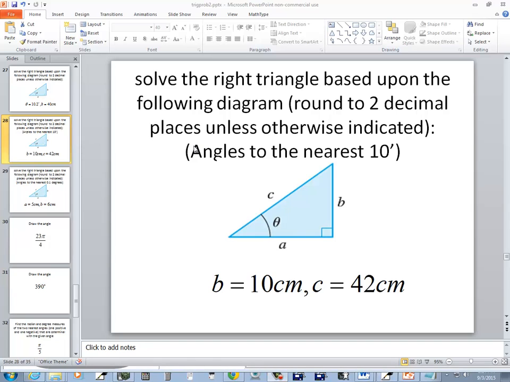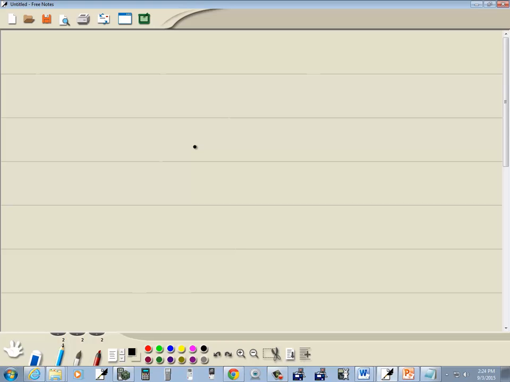Let's take a look at this problem. Okay, so we got our triangle. Here's theta, and then A, B, C. And they're telling us that B is equal to 10 centimeters. C is equal to 42 centimeters.